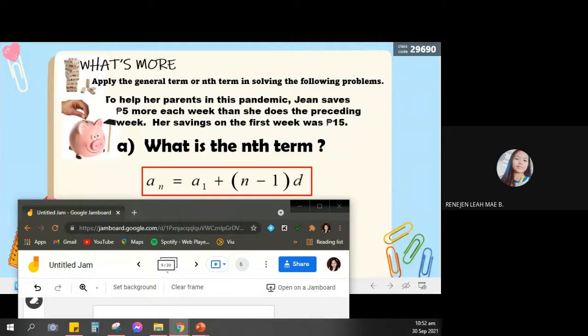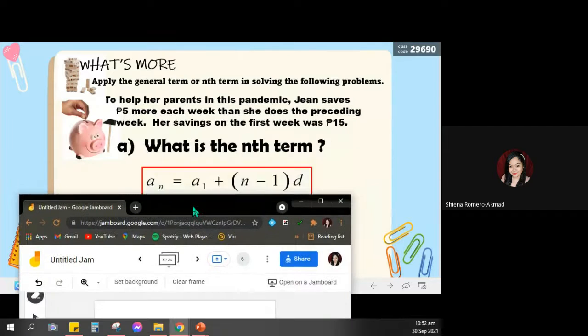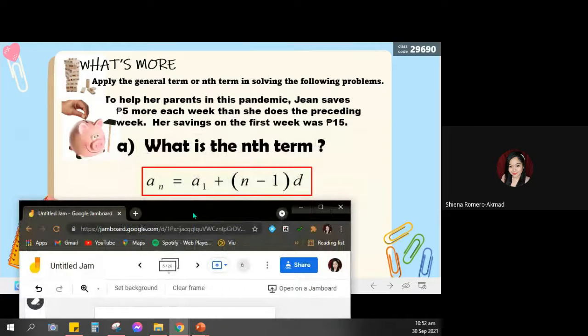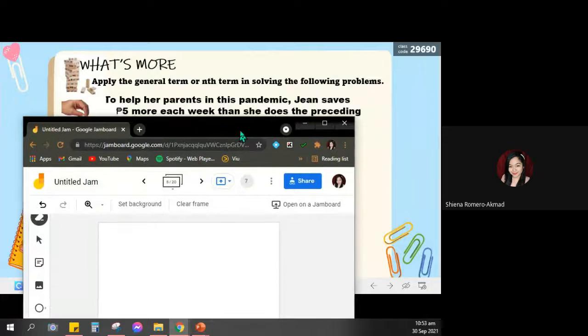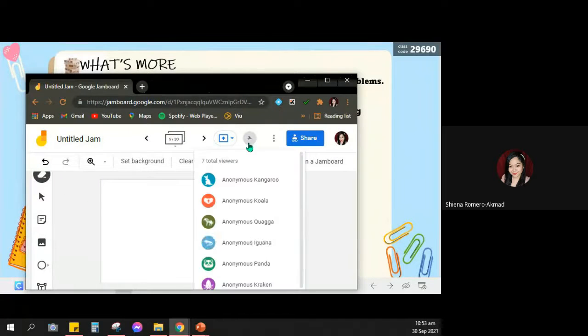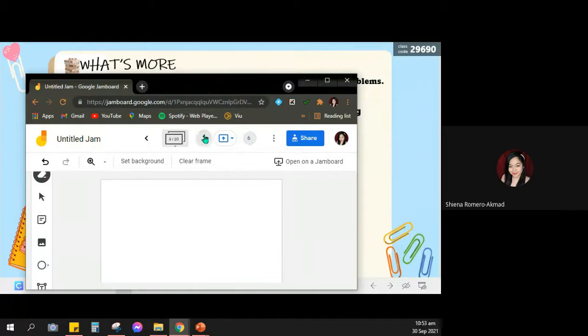Ano yung first term natin, Renny Jen? 15 po. Okay, so since you know already the first term and the difference, madali na lang sa inyo isolve yung nth term niya. Substitute niyo lang to, substitute niyo yung difference, distribute niyo, and perform the indicated operation or simplify the equation.